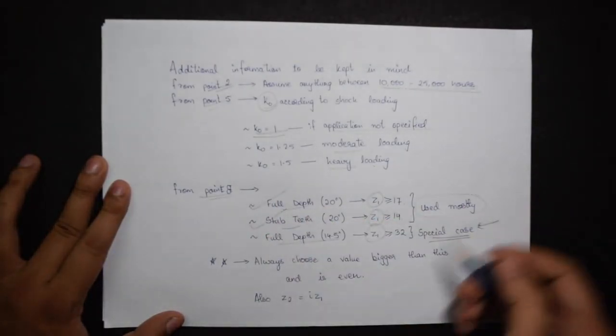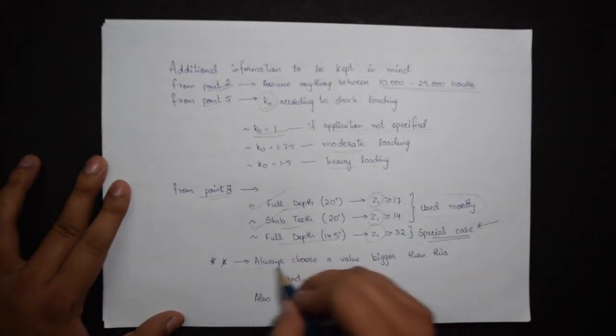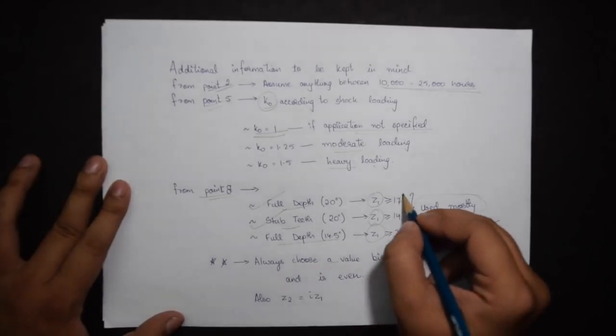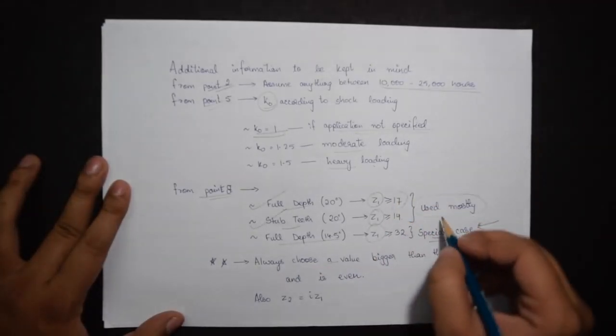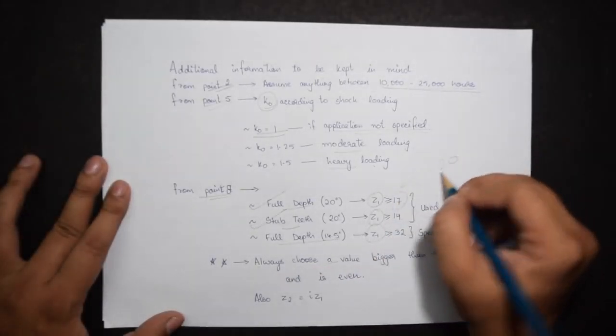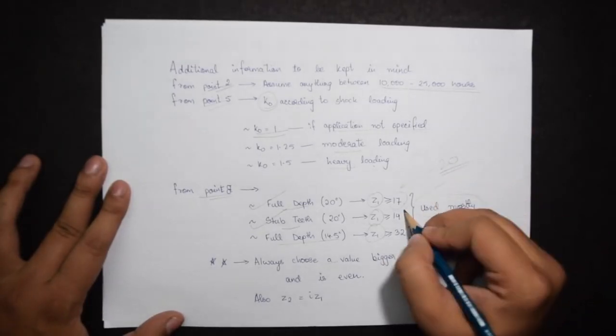Now we'll have to remember this point. Over here Z1 is greater than or equal to 17. So to be on the safe side, we'll take Z1 equal to 20. And for stub depth, we'll take Z1 equal to 16.